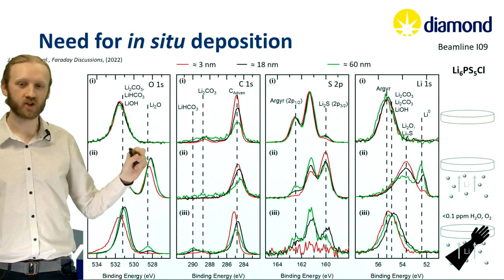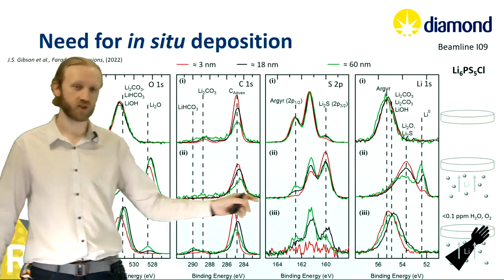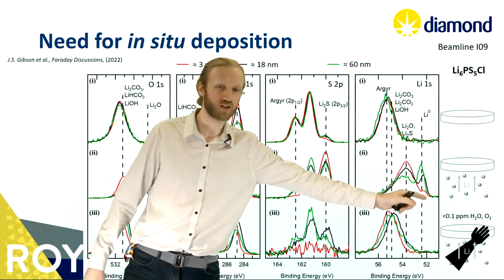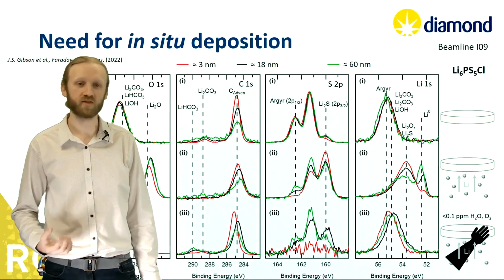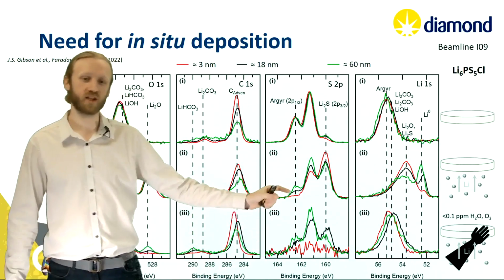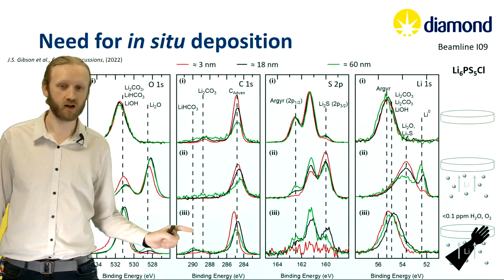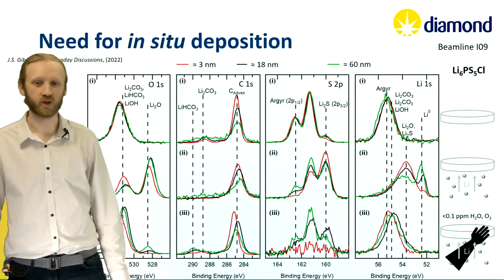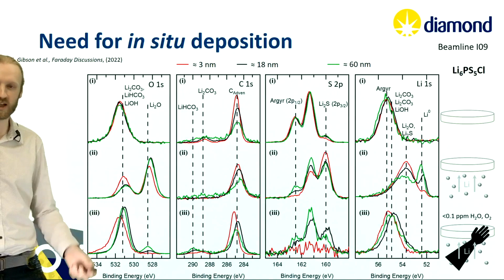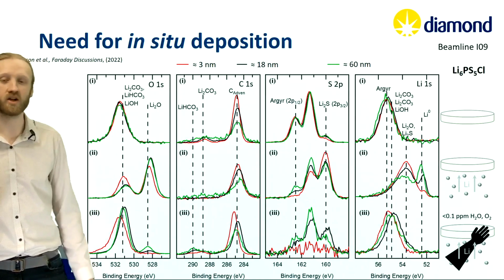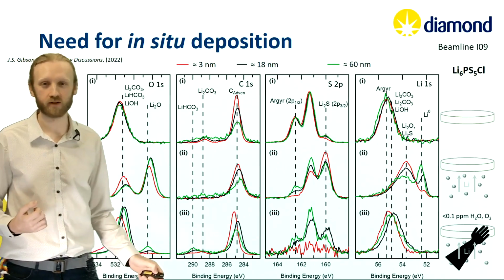If we do this evaporation and transfer it into a glove box, or through a glove box, we see that we actually lose all of this metallic species from the lithium altogether because of the high reactivity of the lithium metal. We also see a passivation of the sulfur species and significantly large quantities of carbonate species in both the carbon and the oxygen signals with the carbonates here. And so this really does highlight the need for studying these interfaces with in situ deposition methods.